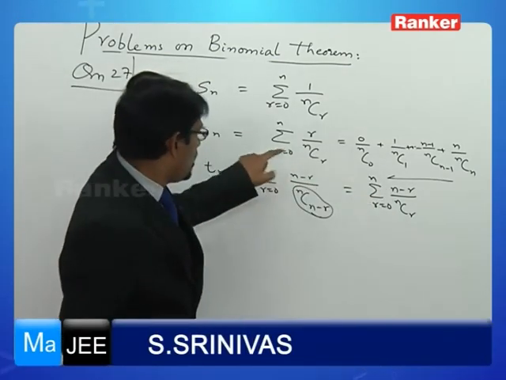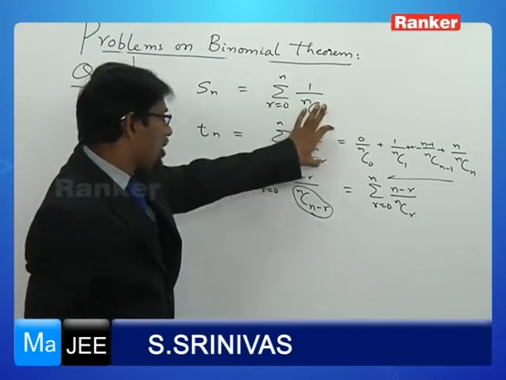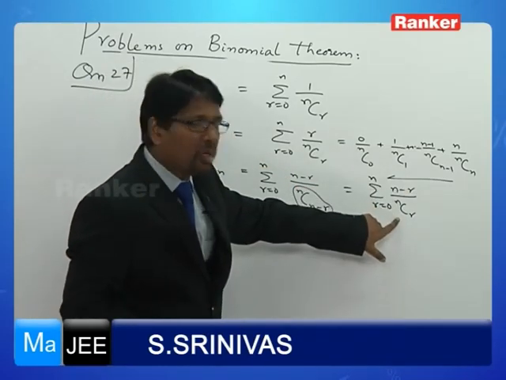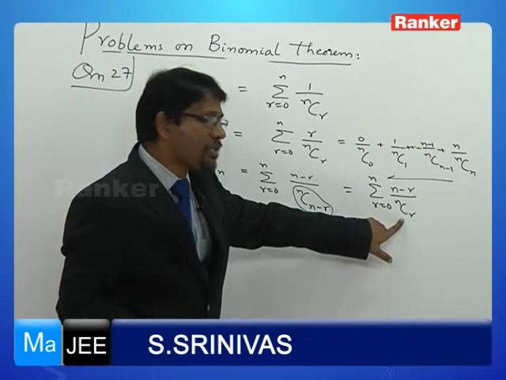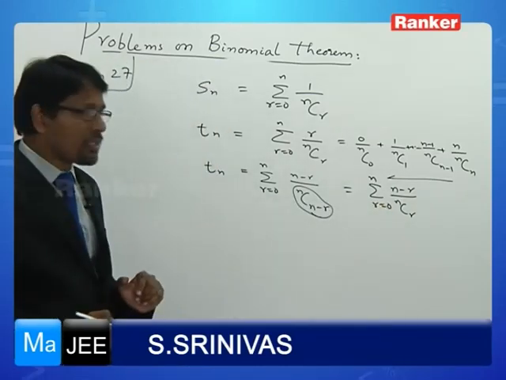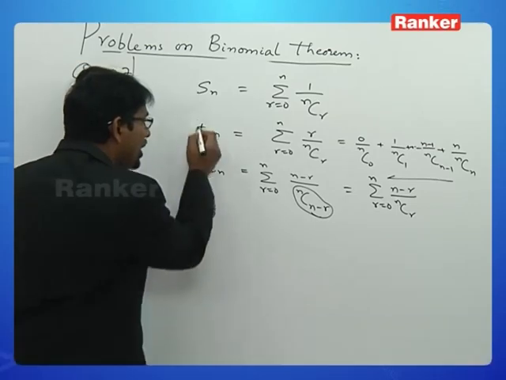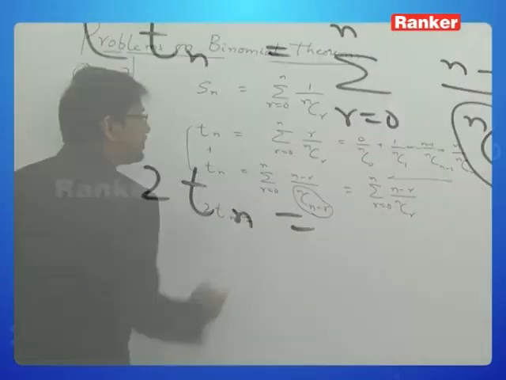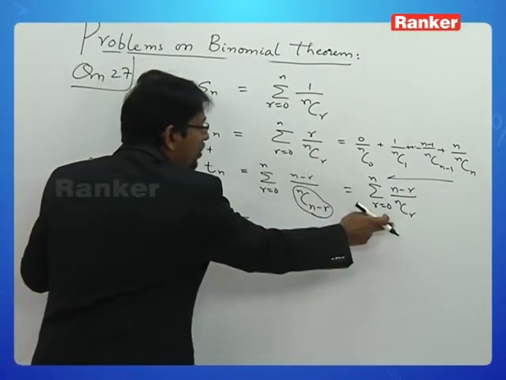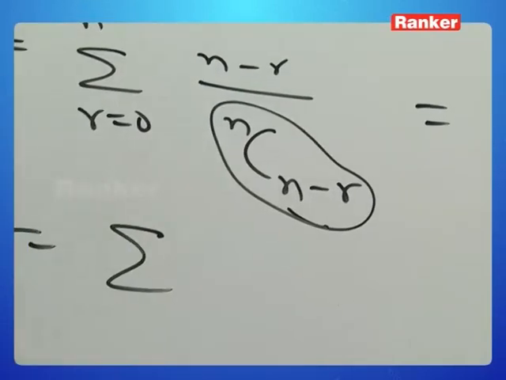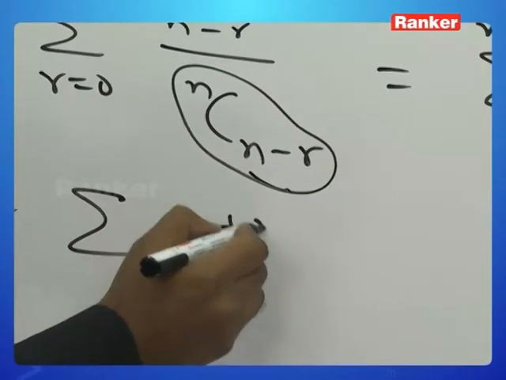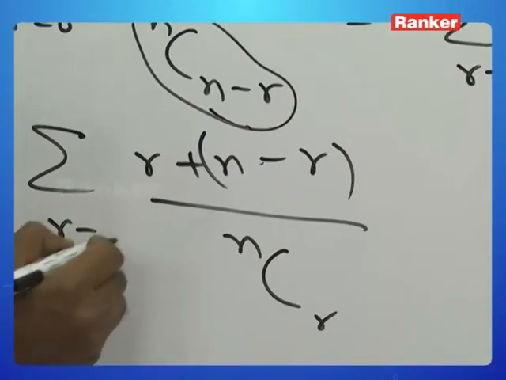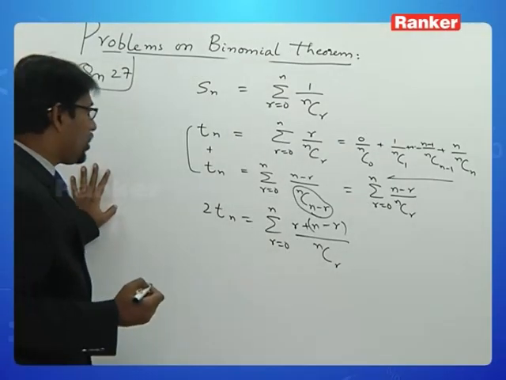r by nCr is one thing that is already given, and when you reverse the summation, it looks like n minus r by nC n minus r, but nC n minus r we know is same as nCr, so we can write this as n minus r by nCr. So now let's add up these two summations, Tn plus Tn. So 2Tn is equal to, since the denominators are same in both these terms, we'll have r plus n minus r in the numerator divided by nCr, sigma r ranging from 0 to n. And what is this now?